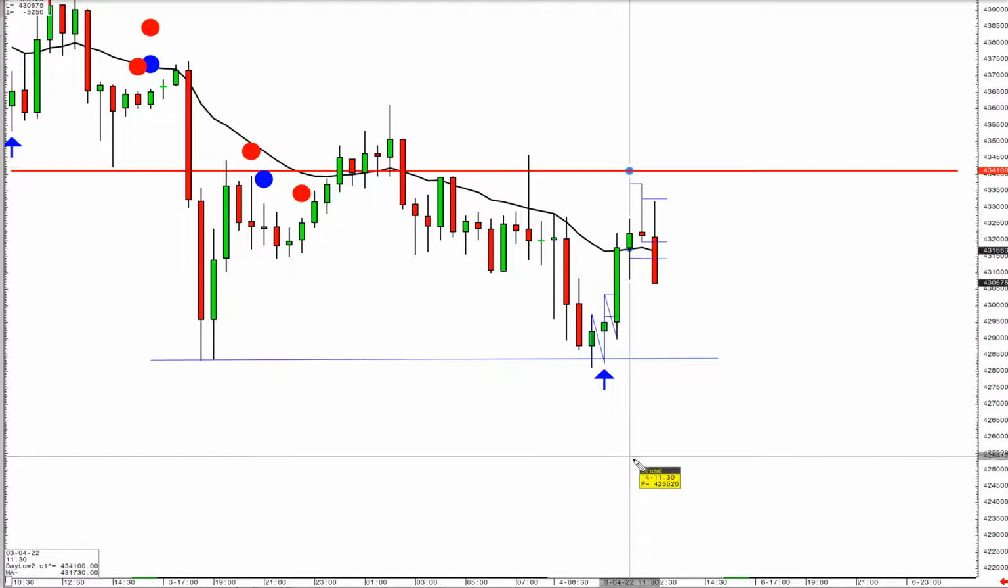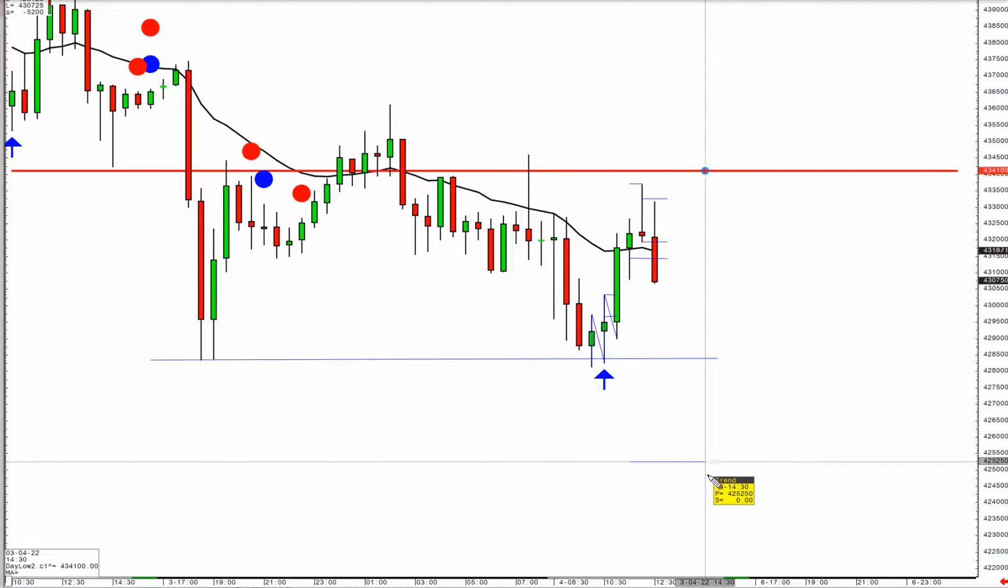So anyway, I hope it helps for you to see in real time the various methods that we've been talking about and how they all integrate together on different time frames to help you make decisions throughout the day.